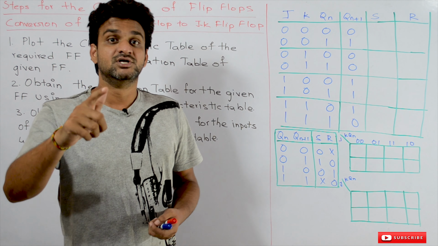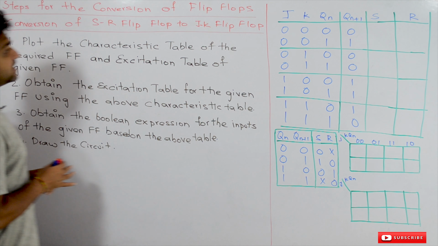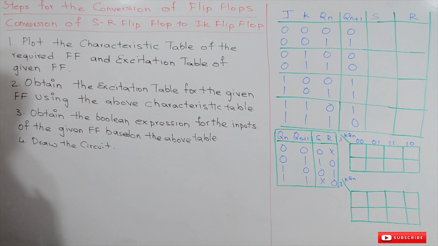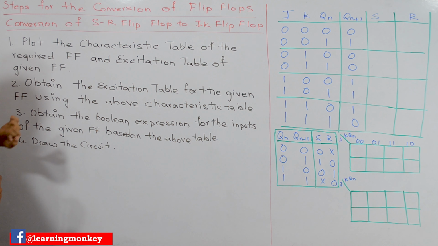Now in this class we will try to convert an SR flip-flop to a JK flip-flop. Given an SR flip-flop, we have to convert it so that it acts like a JK flip-flop. Now, how does the conversion have to be done, and what are the different steps involved? The first step is to plot the characteristic table of the required flip-flop and the excitation table of the given flip-flop. So what is the required flip-flop and what is the given flip-flop?